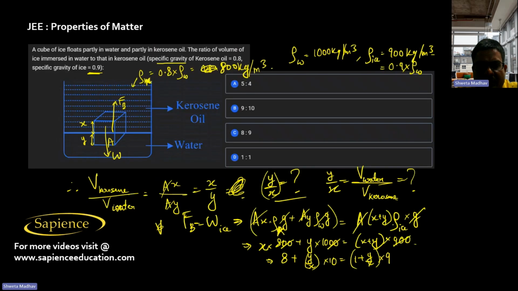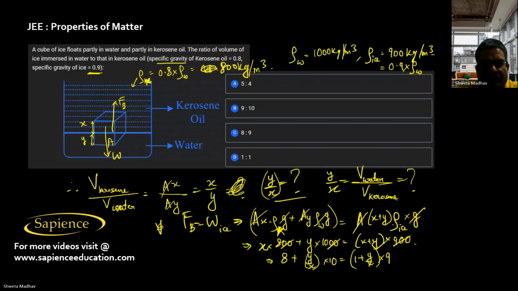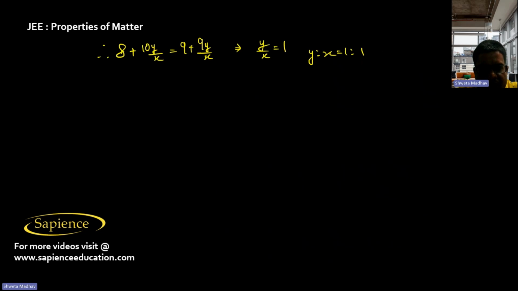So y by x is equal to 1. So it means y is to x should be equal to 1 is to 1. So the answer is option D, the correct answer.